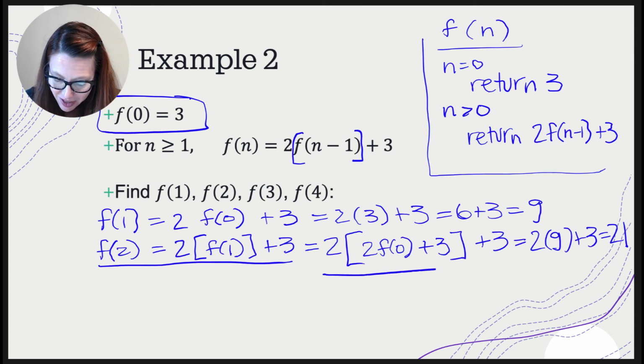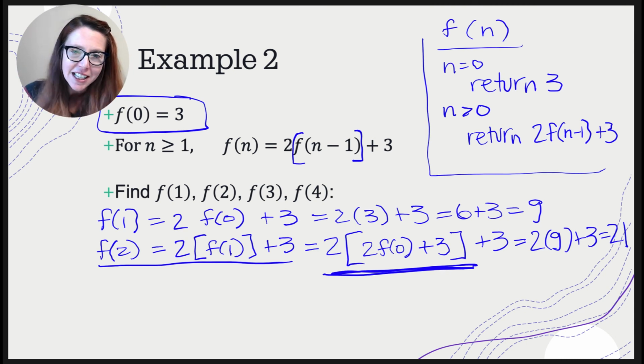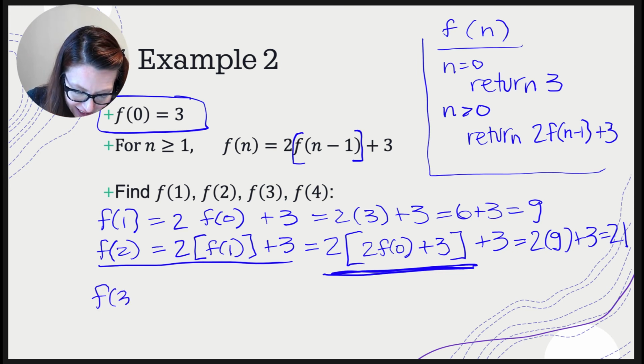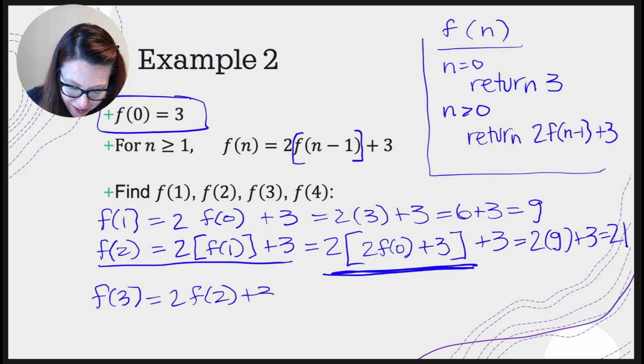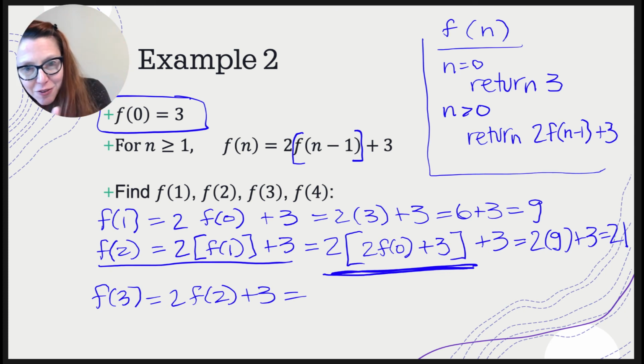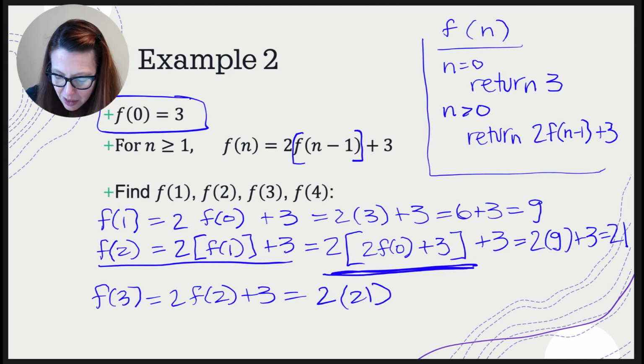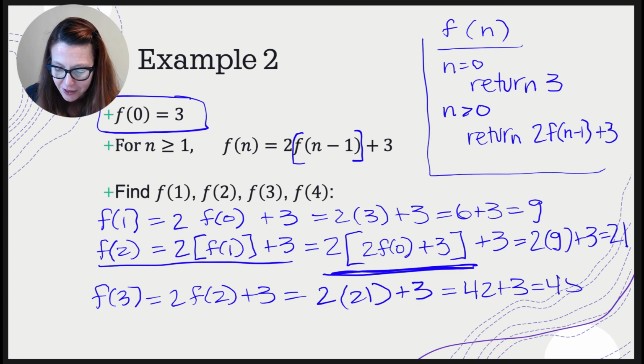That interior step there is an important one to consider and understand: that's the recursion. That's the inductive piece, that it keeps happening. And so we can figure out that f of 3 is equal to 2 times f of 2 plus 3, which we know then calls twice f of 1, and f of 1 calls twice f of 0 plus 3, and so on. But for now, we'll just say we understand that happens, and this becomes 2 times 21 plus 3, which is 42 plus 3, or 45.